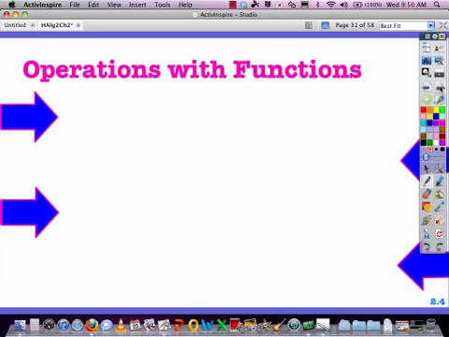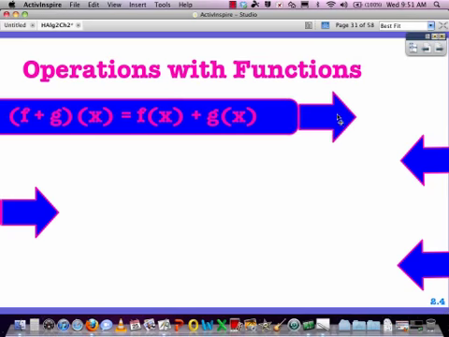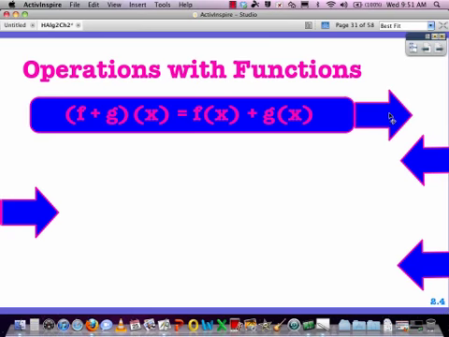So, operations with functions. Let's pull out these different functions and talk about each one specifically. Okay, the first one, a function f plus function g of x is the same as taking the first function, f of x, and adding it to the value of the second function, g of x. So we will be showing some examples of this in our work.